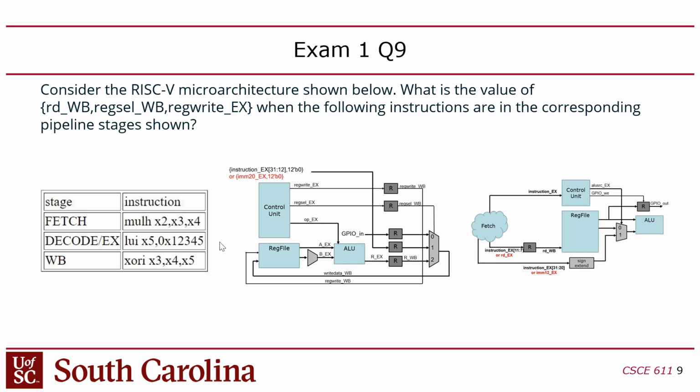Reg sel WB should be 2, because the results of the XOR are going to come out of the ALU and they're going to be passed into input 2 on the reg select mux, right? Because it's underscore WB, we're looking at this instruction. And so that should be a 2. And reg write EX corresponds to the LUI, and that should be a 1, right? Okay.